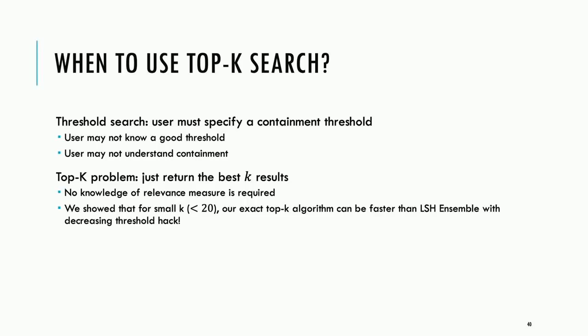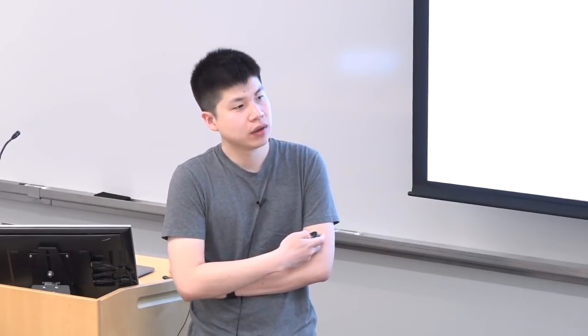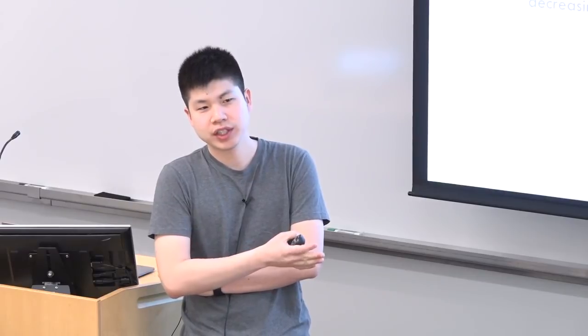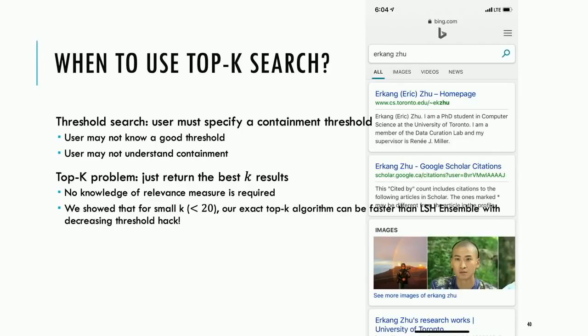So now, when do we want to use top K? For threshold search, the user would have to provide a containment threshold. So they may not even know what is the appropriate threshold to use. Sometimes it returns too many results, sometimes it returns too little. Let alone they may not even understand what it means. Now, top K doesn't have this problem. You simply return a predefined K results. And that's why it is used by the search engines, because the user doesn't actually care about how you rank their results. No knowledge of the relevance measure is required.